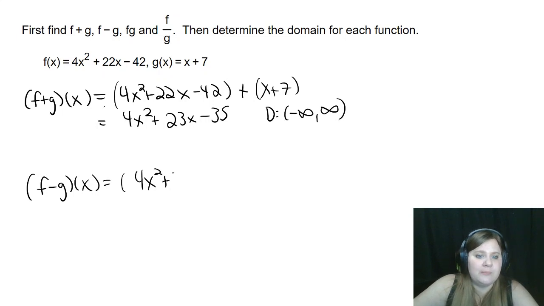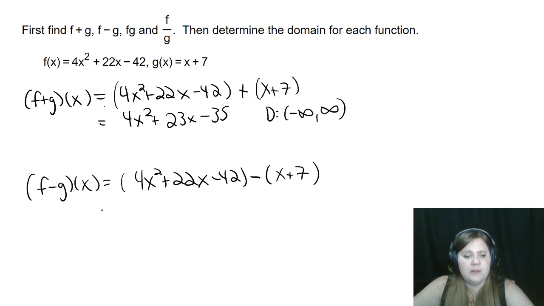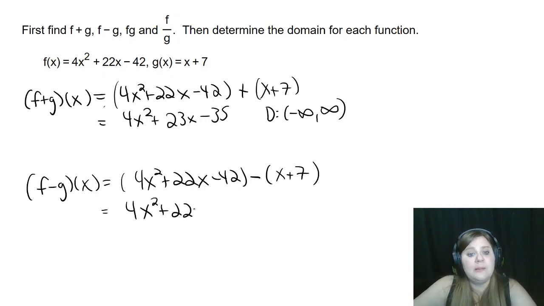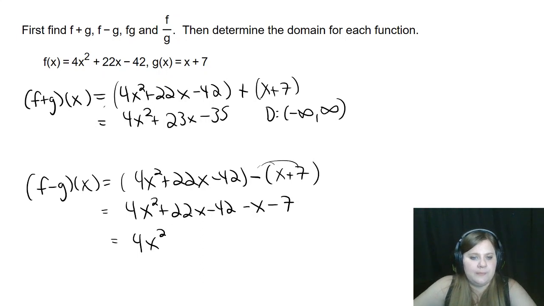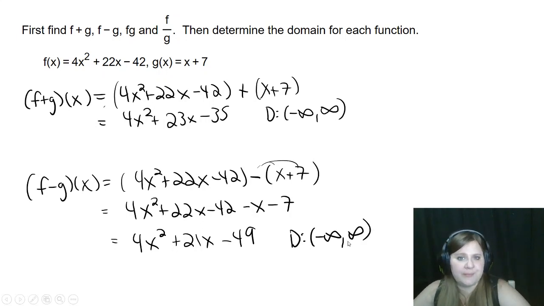is 4x squared plus 22x minus 42 minus, and don't forget your parentheses here, they're super important, x plus 7. They're super important because you're distributing that negative. So I distribute it and I get minus x minus 7. That gives me 4x squared plus 21x minus 49. And this domain is also -infinity to infinity because we started with two polynomials and we ended with polynomials. If you haven't yet tried f times g and f divided by g, give them a go.